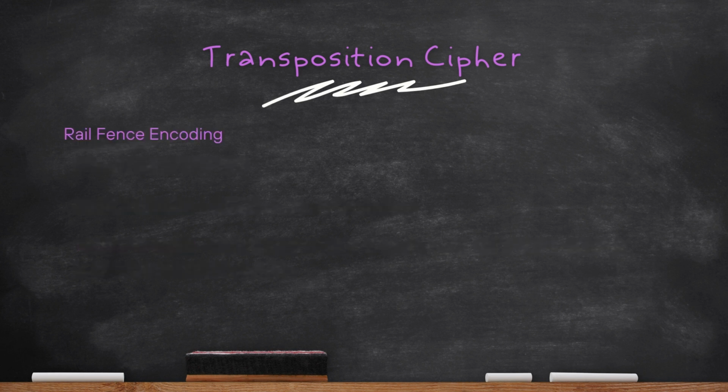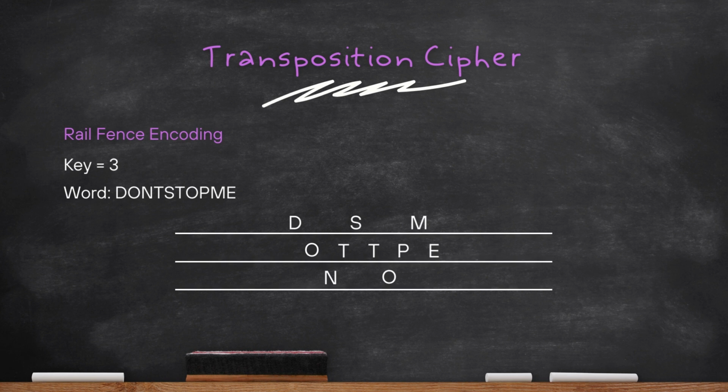So another mode of the transposition cipher is known as the rail fence encoding. Let us suppose that you use the rail fence encoding with the key that is equal to 3, and your phrase again is "don't stop me." So as you can see from the illustrated example, there are 3 rows since the given key was 3, where the letters are written downward and upward sloping alternately until you finish the whole phrase, where we will then generate the encoded message from each row, which is DSM, OTTPE, and NO.